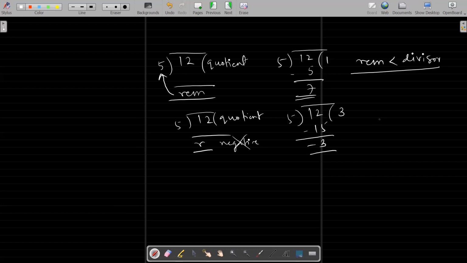So remainder cannot be negative. This is wrong. Therefore, our remainder should be always 0 or greater than 0, less than the divisor. That is how one divides, and that process is called as division algorithm.